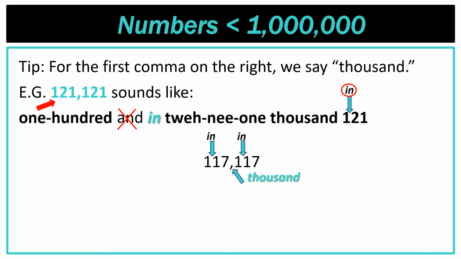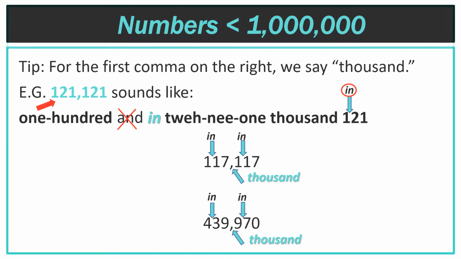117,117. 439,970. Now on this page, I'm going to show you 6 numbers. 3 of them are black and 3 of them are green. The first 3, the black numbers, I will say them and you repeat. For the next 3, you try it on your own. Let's begin.